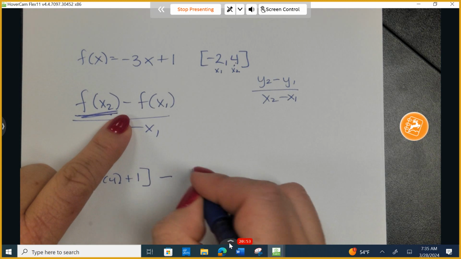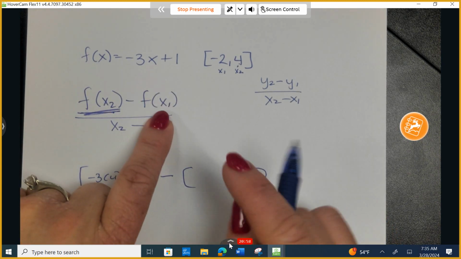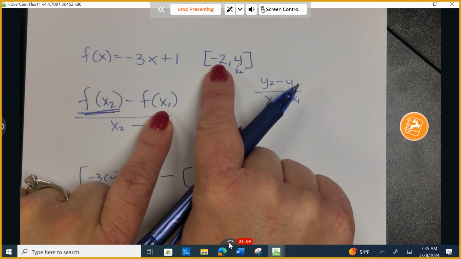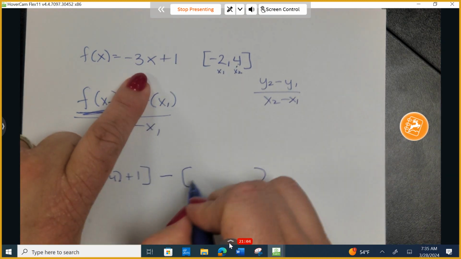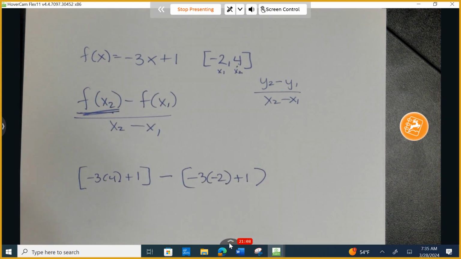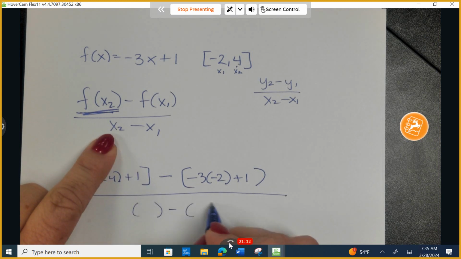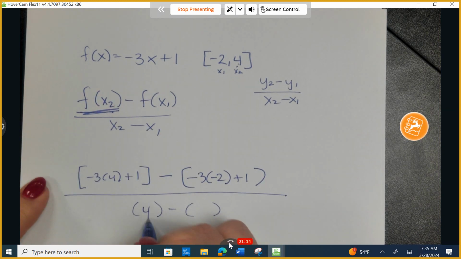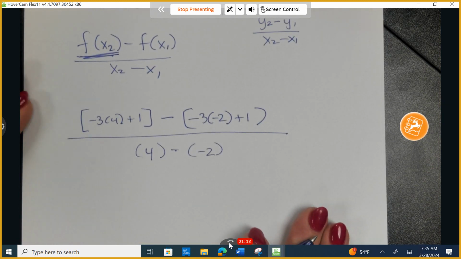And now I'm going to subtract. I'm going to use the function again, and I want to identify x sub 1. That's negative 2, and I'm going to plug it into this function. So negative 3 times negative 2 plus 1. Then I'm going to divide that by x sub 2 subtract x sub 1, so 4 subtract a negative 2. And now I'm going to do the algebra.